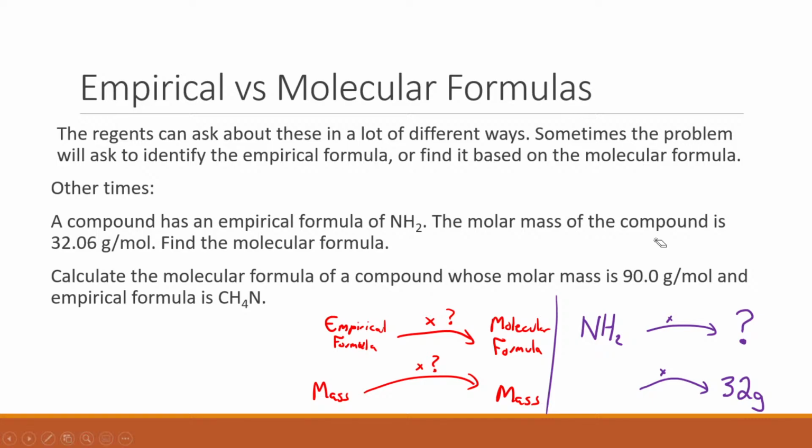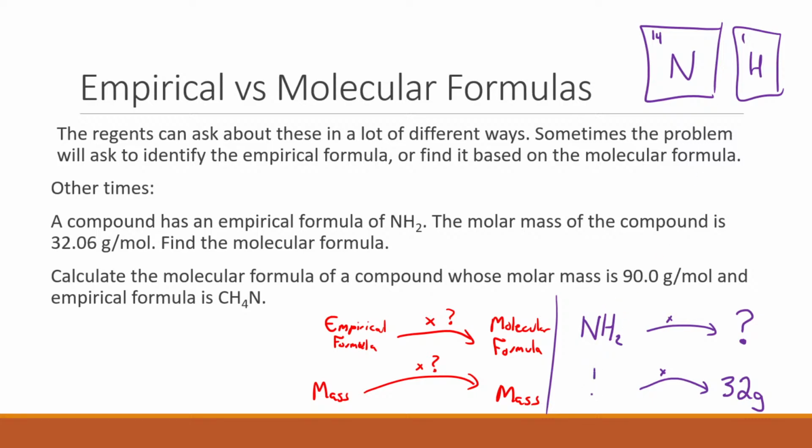I'm still missing a number here. I'm still missing the mass of my empirical formula. And that's something I can find by using the knowledge that we gained last time, right? Knowing that to find what 1 mole of NH2 weighs, it would be the mass of N plus the mass of H plus the mass of H again. 14 plus 1 plus another 1, because there's 2 H's, gives me 16 grams.